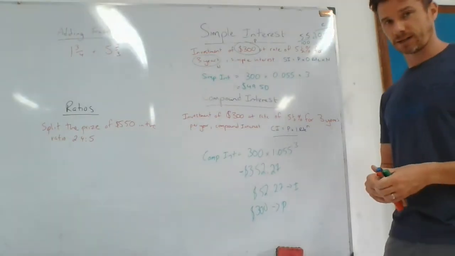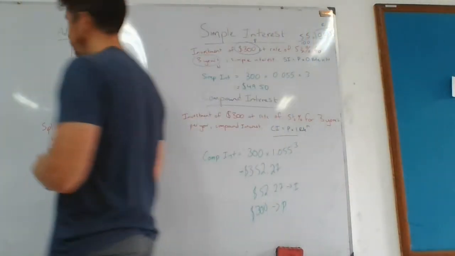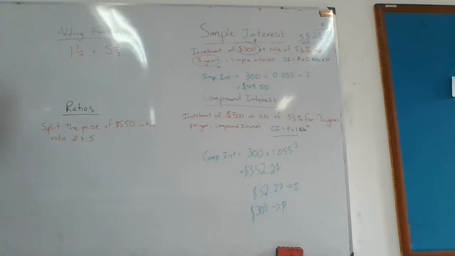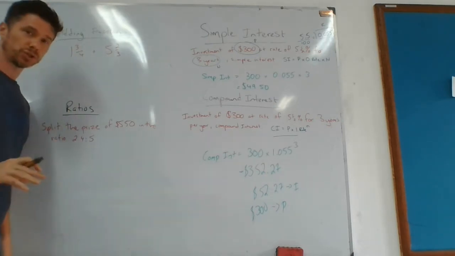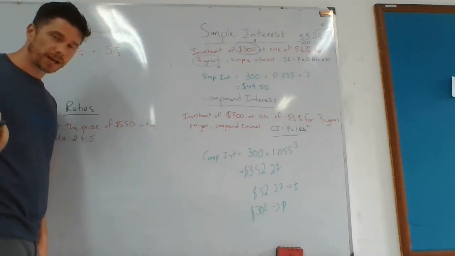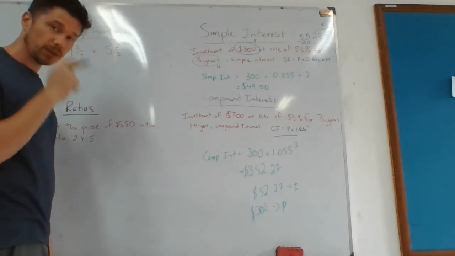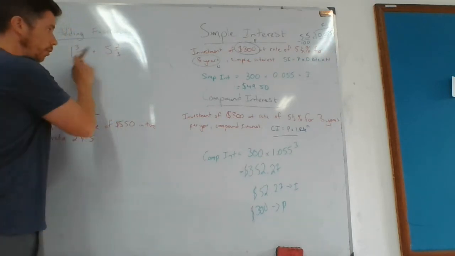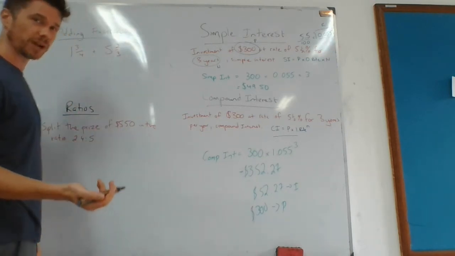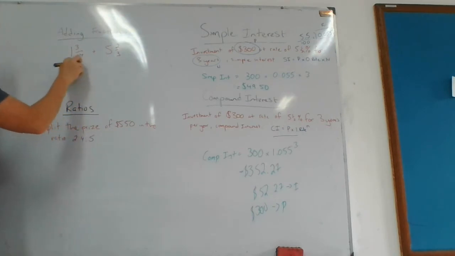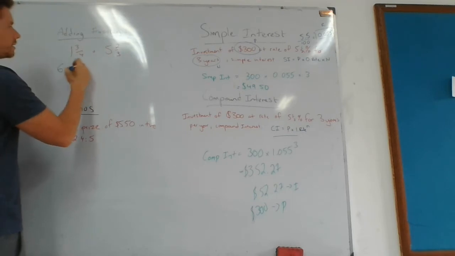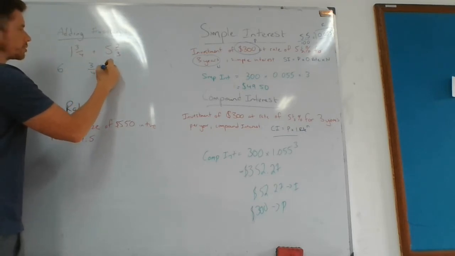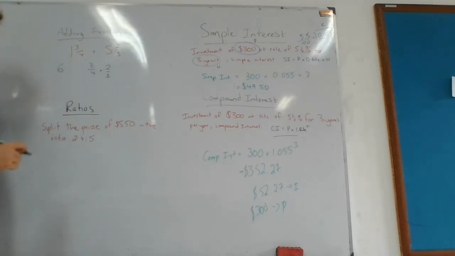Let's move on to adding fractions. So you see in this particular example that we have got two mixed fractions. Now there's two ways of doing this. You add the whole numbers separately, and then add the actual fractions, which is one method. So 1 plus 5 gives 6, and then separately you would add 3/4 plus 2/3, perhaps the easiest method.